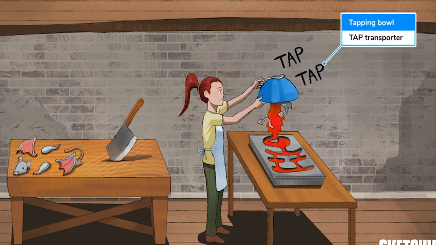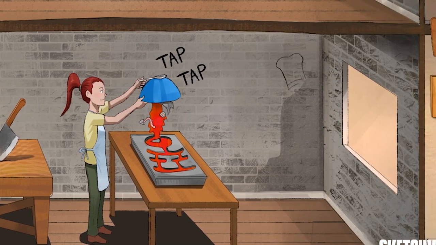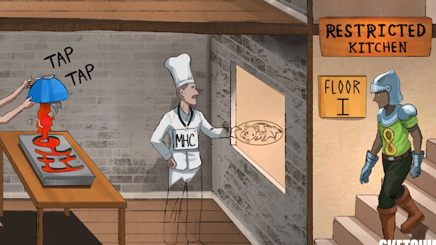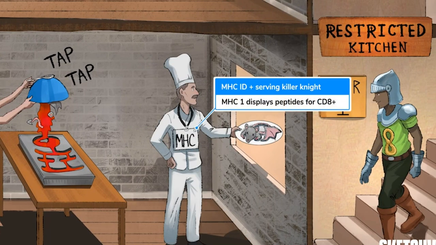Now, placing that rather large cleaver aside, the cut-up mouse dragon peptides are then poured out of their bowl, which requires some tapping to get every last bit out. This tapping represents the TAP transporter, which brings the peptides into the endoplasmic reticulum, or in this case, into an ER-shaped cooking mold. Finally, a special member of the kitchen team, wearing an MHC1 badge, serves the delicious meal to the killer knight waiting outside. This final step symbolizes peptides being loaded onto MHC1, moved out of the ER through the Golgi apparatus, and finally to the cell surface for presentation to CD8 positive T cells.